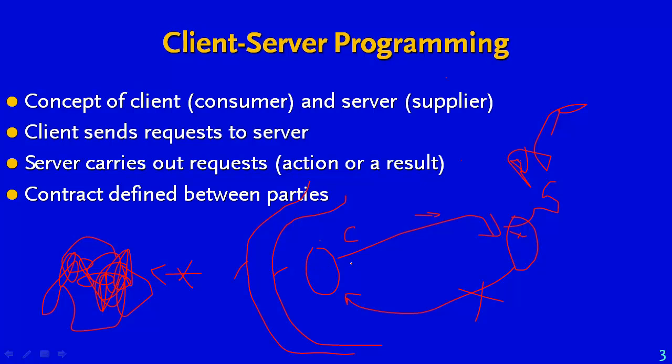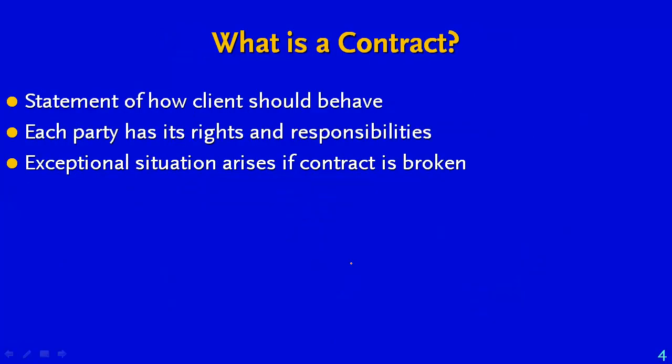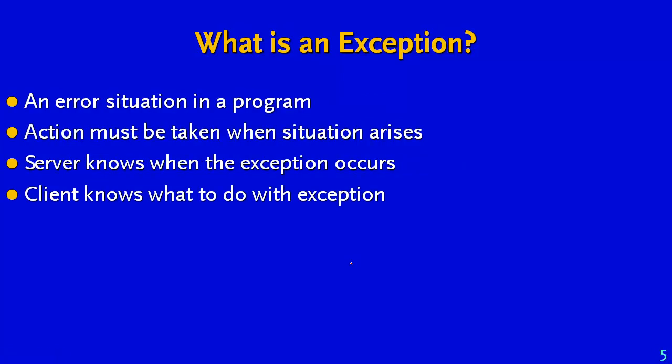There's a contract defined between the parties, the server and the client. The contract is that the server will execute the results on behalf of the client if the client provides the right parameters. So the contract is a statement of how the client should behave. Each of the participating parties has its rights and responsibilities, and if you don't abide by the rules, an exceptional situation is thrown, and that's it. There's no answer, so you have to catch the exceptions.